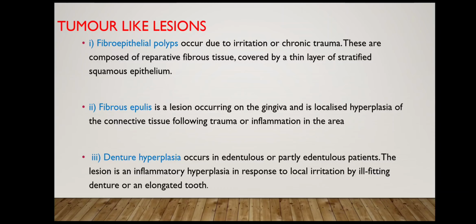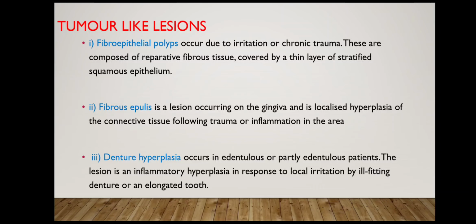So what is a fibroepithelial polyp? Fibroepithelial polyp is mainly because of constant irritation to the oral mucosa or chronic trauma, maybe because of the dentures in patients who are dependent on the denture. These are composed of reparative fibrous tissue covered by a thin layer of stratified squamous epithelium.